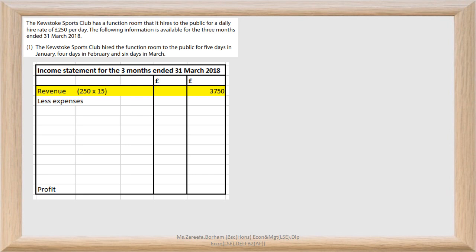Take the first piece of information. Accordingly, the function room will charge 250 per day and is hired 5 days in January, 4 days in February, and 6 days in March. Thereby, the revenue from hire of the function room will be 250 multiplied by the total number of days for which the function room is hired. That is 250 multiplied by 15 days.